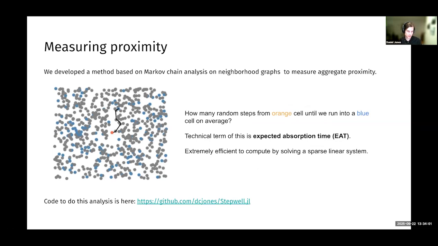So I'm going to show a little bit of proximity analysis. This is the method that I came up with. There's different ways of measuring proximity, but the way I'm measuring proximity in the examples I'm going to show is based on random walks, basically measuring how many steps on average on a neighborhood graph it takes to get from one cell to another set of cells. In Markov chain analysis, this is called the expected absorption time. Basically, smaller numbers mean things are closer in aggregate, and larger numbers mean they're further away.